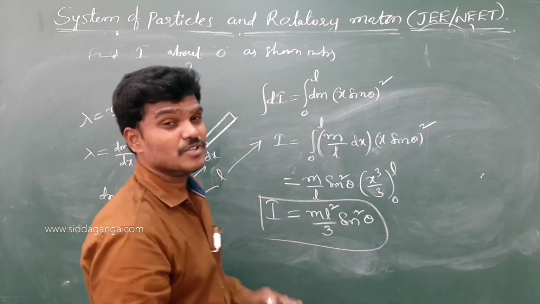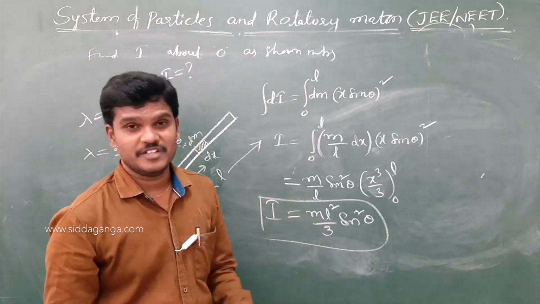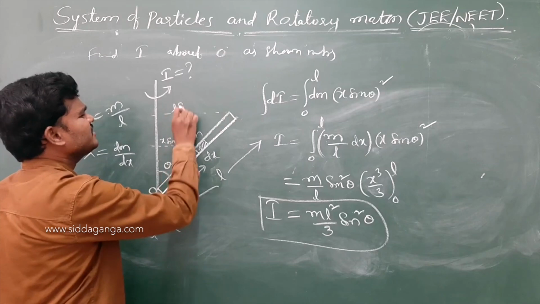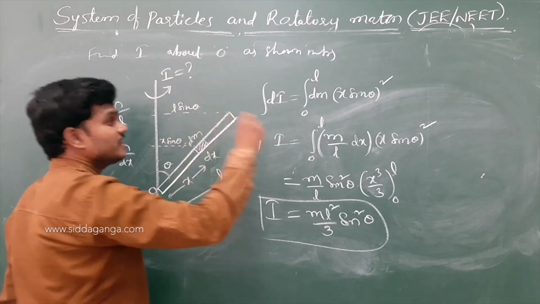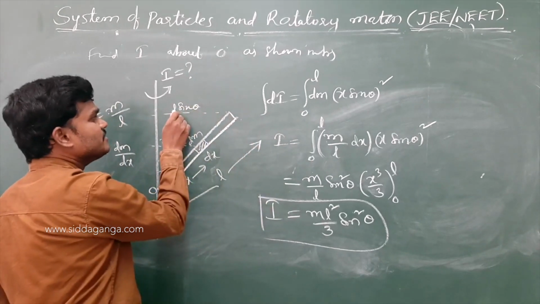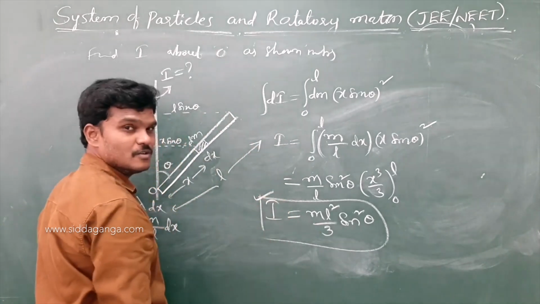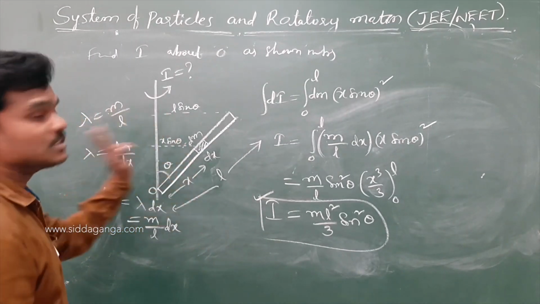At one end of the rod, we have the formula m L square by 3, where L is the length, and from here to here how much? L sin theta. So m L square by 3 means L square sin square theta by 3. Direct final answer we will get. So m L square by 3 sin square theta is the required answer for this question.